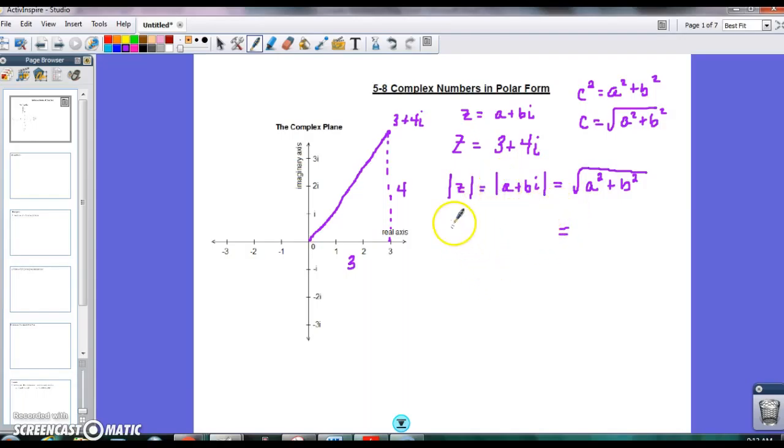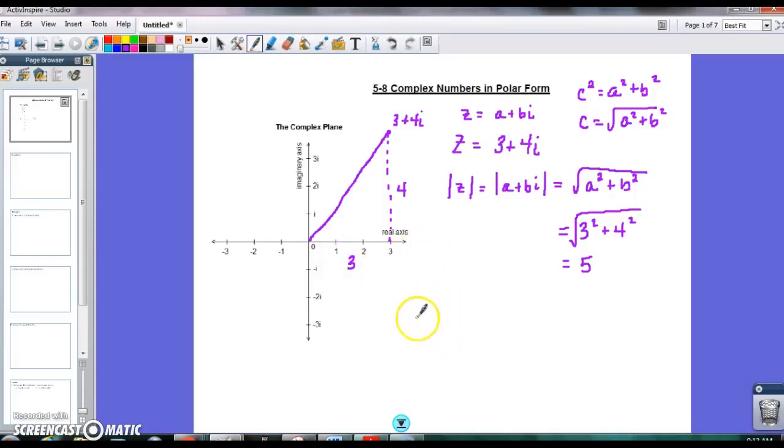So you'll see it expressed as the absolute value, or sometimes it'll just say find the magnitude of the complex number, and that's what it means. So in this case, it would just be the square root of 3 squared plus 4 squared, which we all know would just be 5, right? 9 plus 16 is the square root of 25, and that would give you 5. Okay, so that is how you would do it.